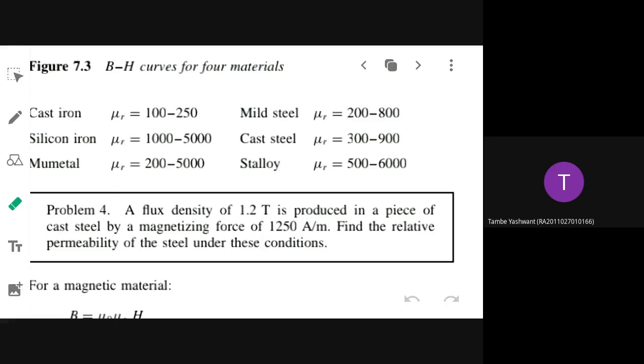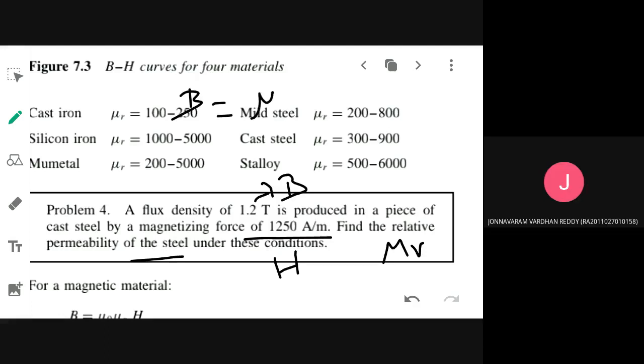Relative permeability. Given data: flux density B is given, you need to find mu r. H is given, steel. B is given as 1.2 Tesla and H is given. So how will you solve for mu r? Ma'am, B equals mu naught into mu r into H.